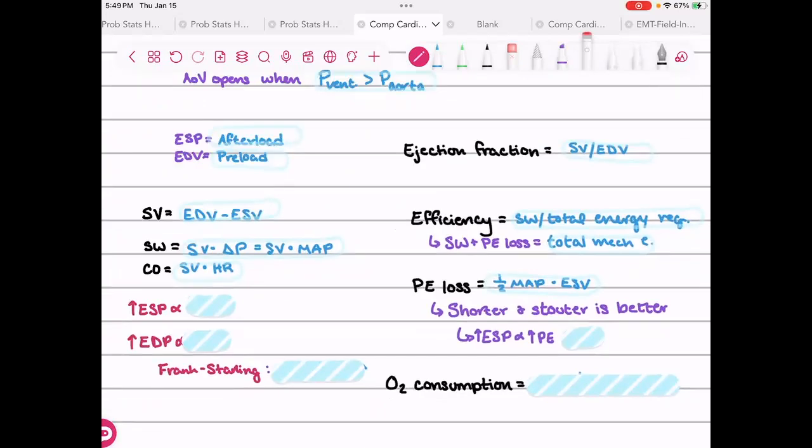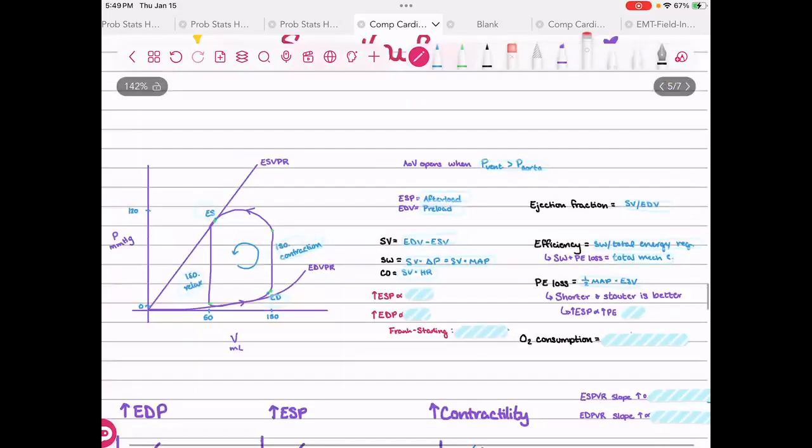And the way I like to think about it is that a shorter and stouter PV loop is better, right? Because that's going to minimize the area in that triangle. If your PV loop went all the way up here, your triangle would be a lot bigger. So the most optimal version of this PV loop, a healthy heart, should have a relatively stout PV loop.